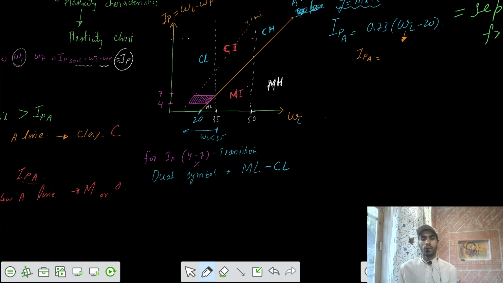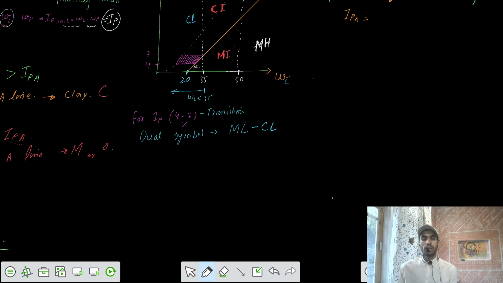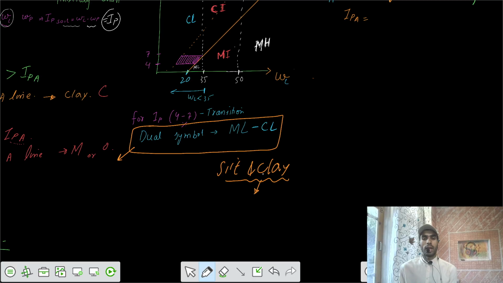That is, it's having both characters. So there is no definite distinction of that soil. If its value of IP is in this range and liquid limit is less than 35%, we are going to keep that soil as a separate category in this symbol. We write it as a dual symbol. That means it's both silt and clay. So it's having features of both kinds of soils, and because its liquid limit is less than 35, this is low compressible. It can be either silt or clay. That's ML-CL.